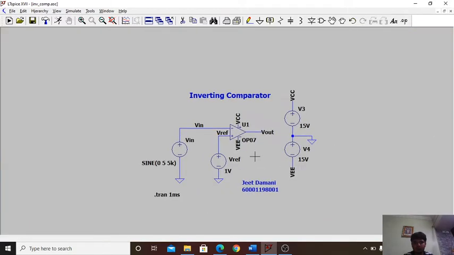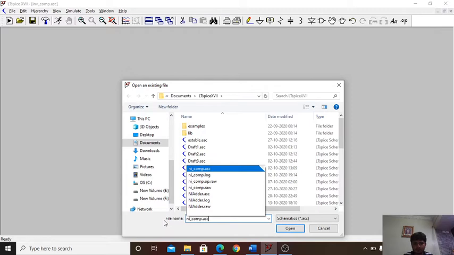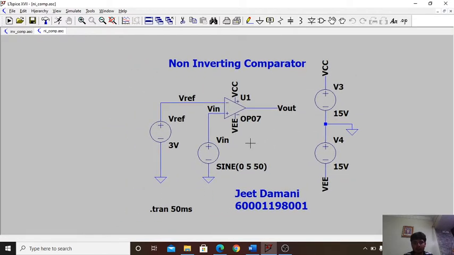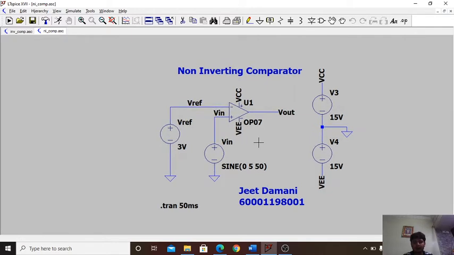Now we will move on to the non-inverting comparator. In the non-inverting comparator, the sinusoidal input is applied to the non-inverting terminal of the op-amp, and the reference signal is applied to the inverting terminal of the op-amp. When Vin is greater than Vref, the output will be plus Vsat, and when Vin is less than Vref, the output will be minus Vsat.